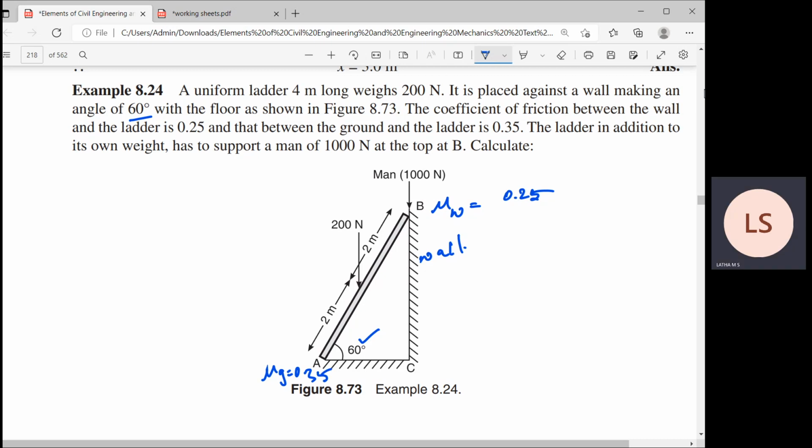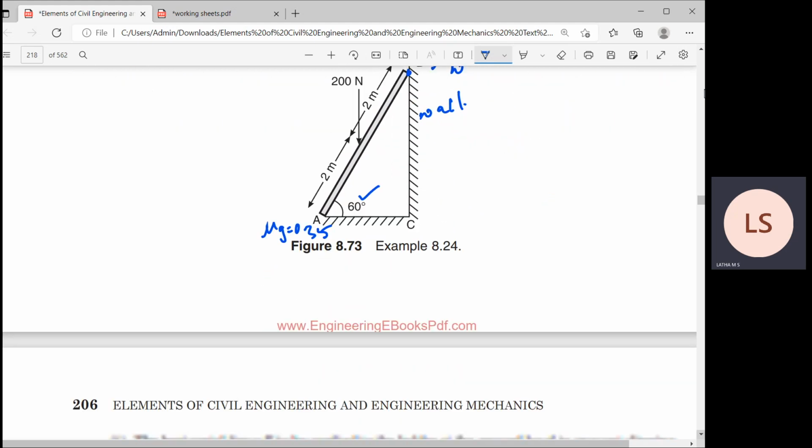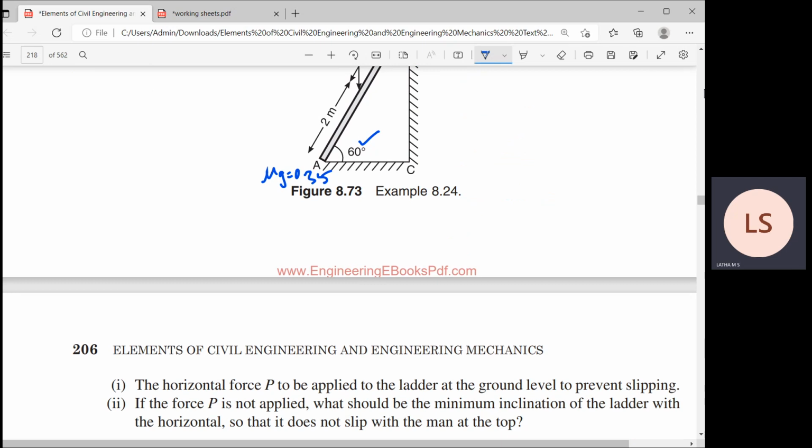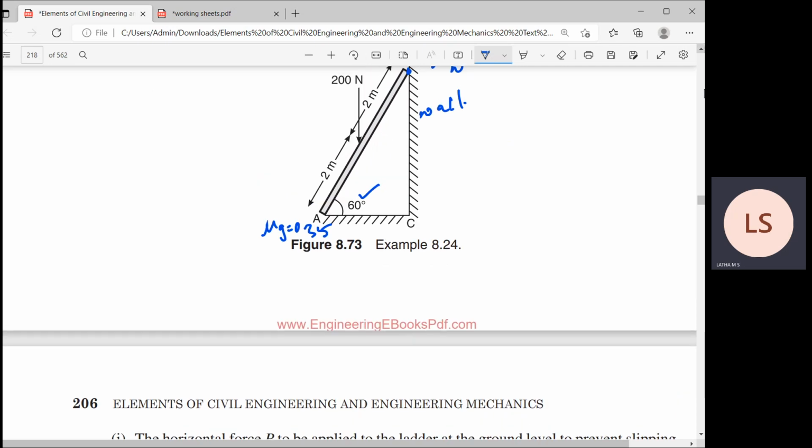The ladder, in addition to its own weight, has a supporting man of 1000 Newton at the top of the ladder. A man is standing at this point B. Calculate two entities. The horizontal force P to be applied to the ladder at the ground level to prevent slipping. So it is about to slip.